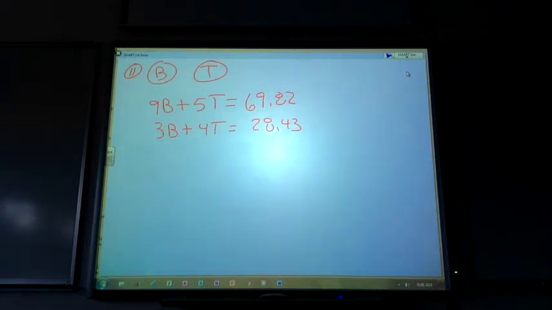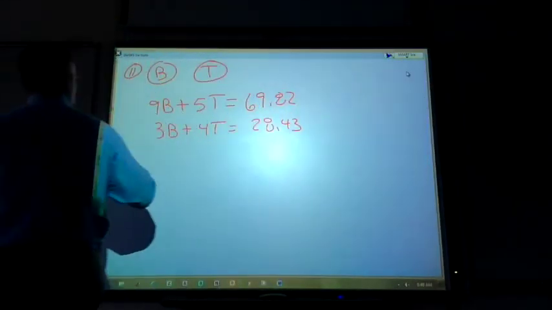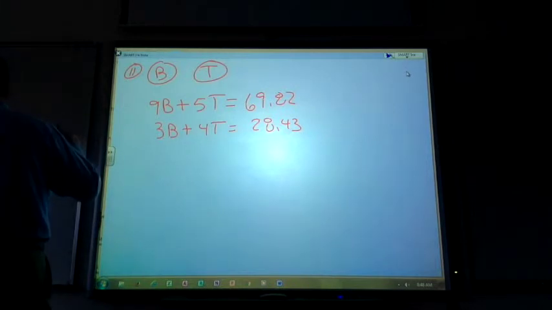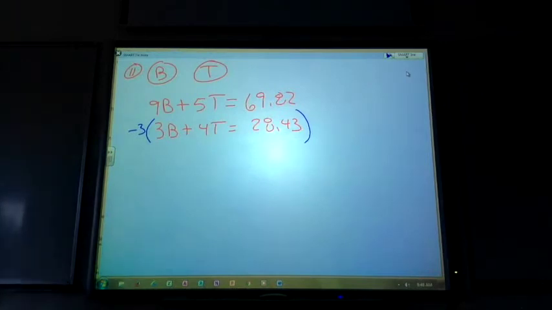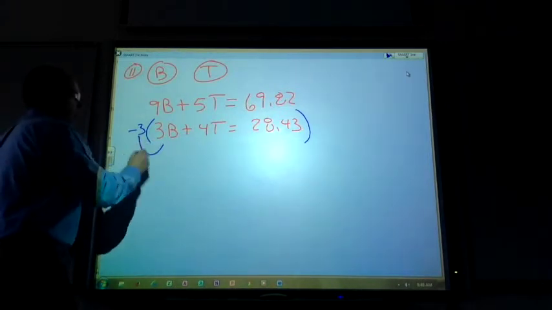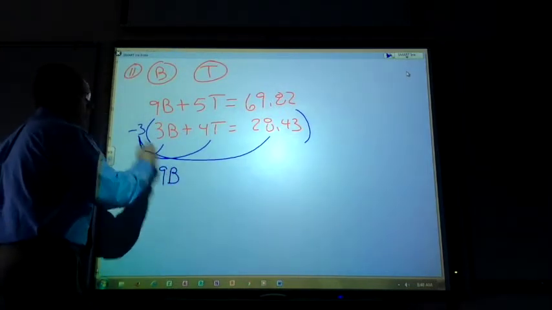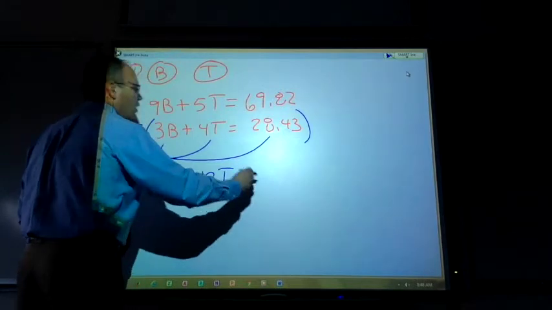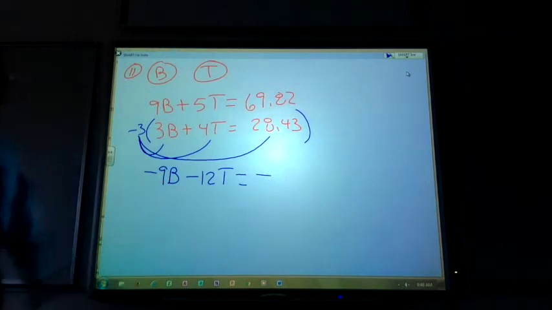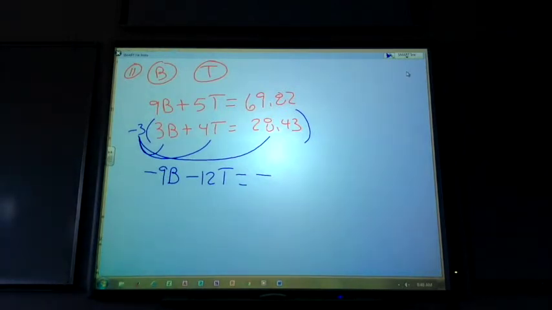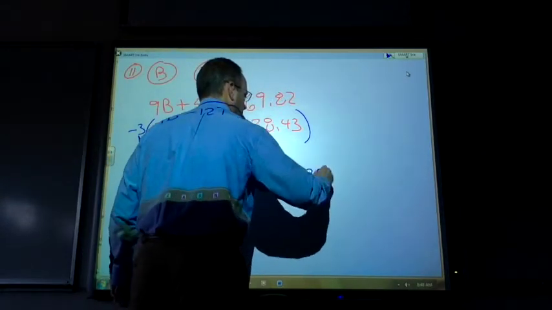So you want to get rid of B. Which equation would I have to multiply by -3 to get rid of my B's then? First one or second one? Second one. So we're multiplying this whole equation by -3. Still with me? All right, I'm going to distribute here, here, and here. If you have a calculator, I need your help, please. So I get -9B. I got -12T. What is -3 times 28.43? Negative 85.29. Good. Thank you. All right.